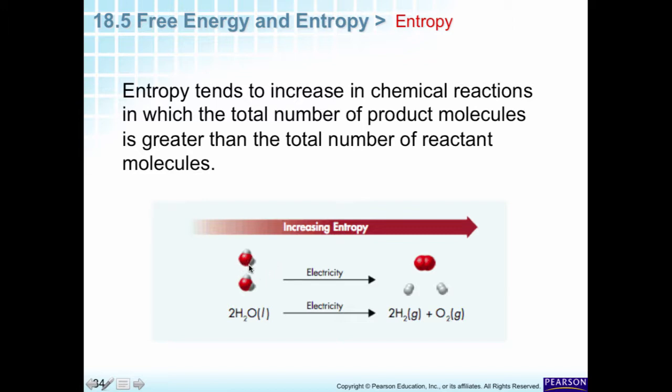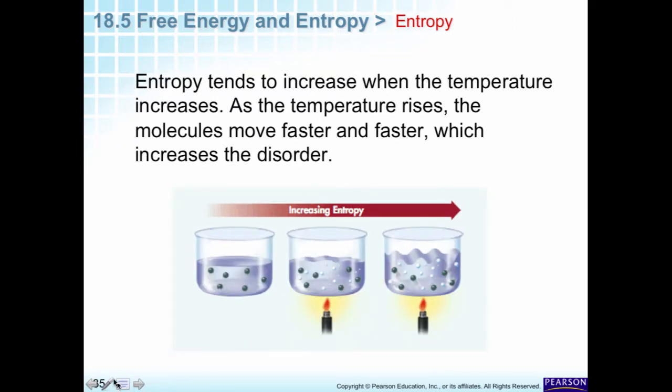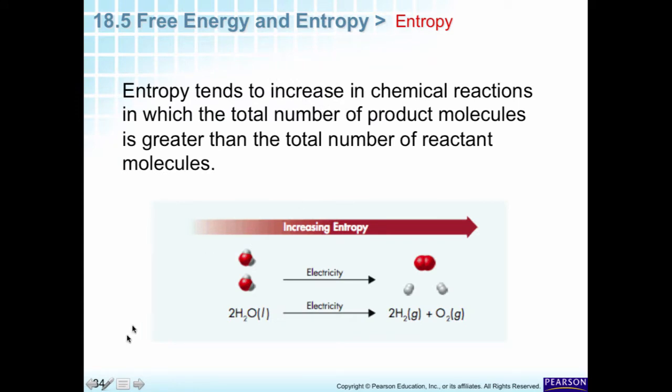It also increases if we have two particles, for instance here, and we end up with 3 particles here. So if we increase the number of molecules in our product side, or whatever side has more, that's going to be the side with more entropy. All right, so if we look at this, we have 2, and here we have 1, 2, 3. So that's going to increase the entropy.